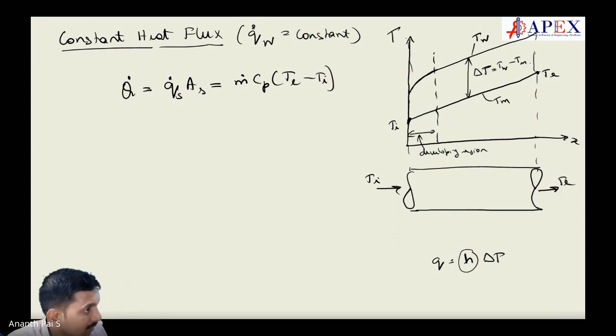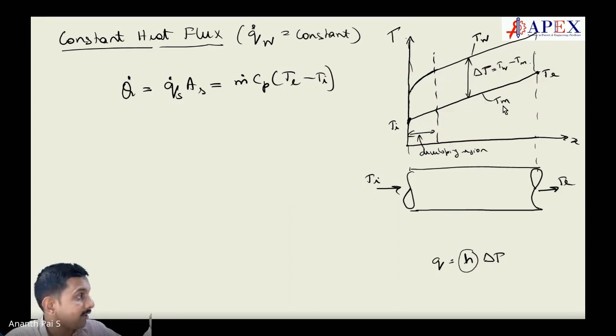T mean varies from Ti at the inlet to Te at the exit. And this is the variation of T mean. The top curve is the variation of wall temperature. The bottom one is the variation in the mean temperature. This is of the fluid, this is of the wall. And there is heat transfer from the fluid to the wall.